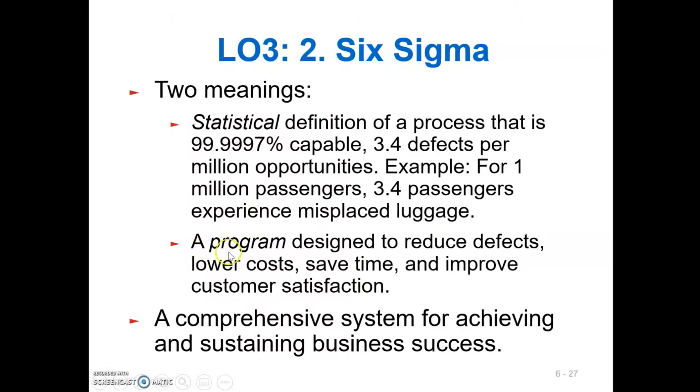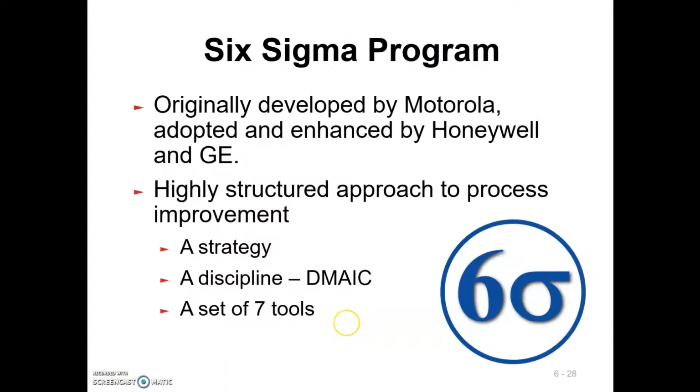The next meaning is that it's a program designed to reduce defects, lower costs, save time, and improve customer satisfaction. It is a comprehensive system for achieving and sustaining business success. The Six Sigma program was originally developed by Motorola in response to customer complaints and stiff competition. It was then later adopted and enhanced by Honeywell and GE. This is a highly structured approach to process improvement. So it requires a strategy, discipline of implementing the DMAIC, and also the 7 TQM tools.